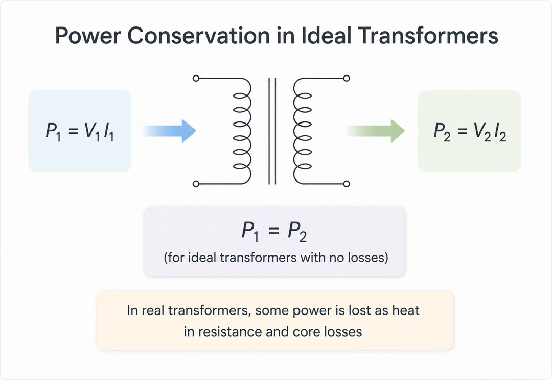In practice, real transformers have losses due to resistance in the windings and hysteresis in the core material, so the output power is slightly less than the input power. However, modern transformers achieve efficiencies exceeding 99%, making them remarkably effective devices.